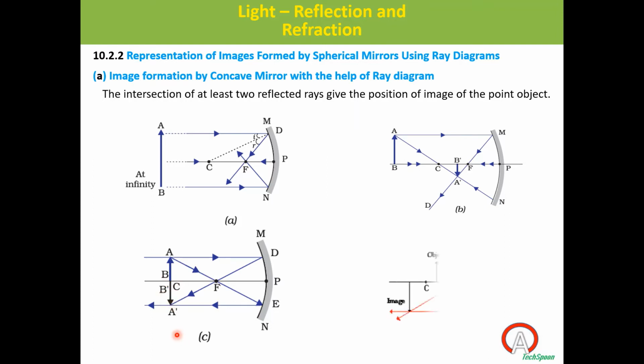Case 4, where we have to keep the object between C and F. You are keeping the object between C and F, right? So you have to consider two reflected rays. One you can consider parallel, reflecting back through the focus.